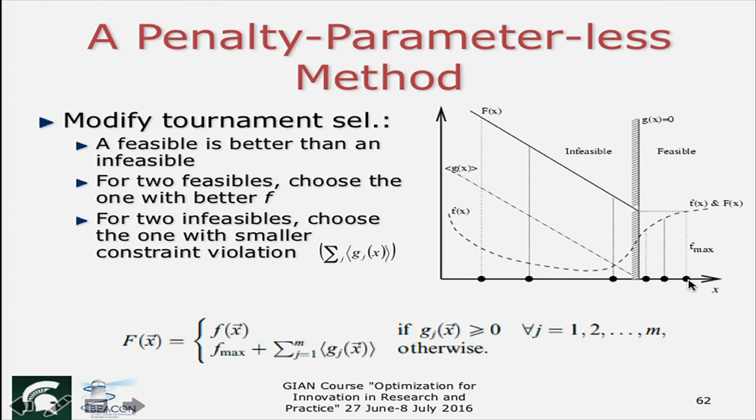You lift this function up by fmax. So this one is moved up at fmax. So capital Fx is discontinuous. It is linearly coming down to the boundary from the infeasible side and taking this shape here for the feasible side. So there's a discontinuity here, but I told you GA doesn't care if it's discontinuous. For GA, it's not any difficulty.